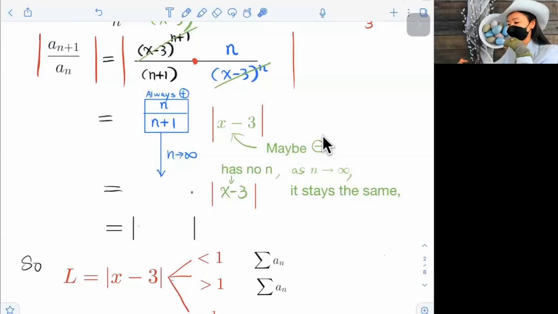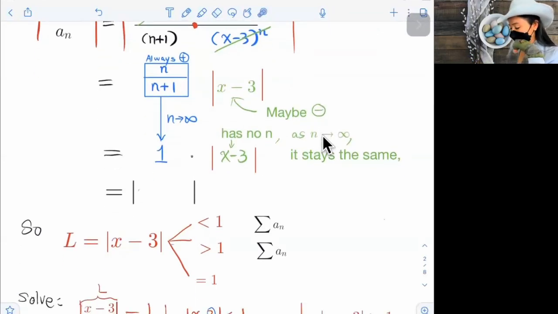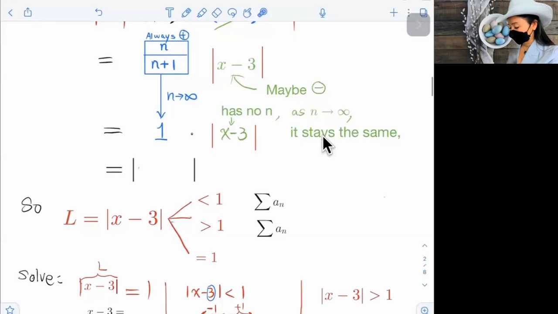Now let's think about what happens when n goes to infinity. That part goes to 1. This part here is not going to change. It stays as itself as n goes to infinity. So this whole quantity is going to equal the absolute value of x minus 3. You agree?